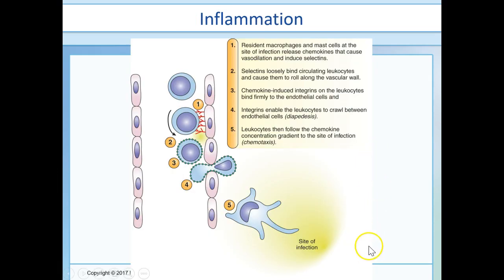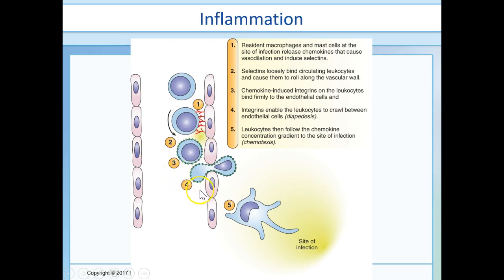Here's what happens during that process. I always love a good picture. So here, the resident macrophages and mast cells at the site of infection release chemokines that cause vasodilation and induce selectins. These selectins here, number 2, see them kind of stuck to the side, loosely bind circulating leukocytes and cause them to roll along the vascular wall. The chemokine-induced integrins on the leukocytes bind firmly to the endothelial cells, as you can see in 3.